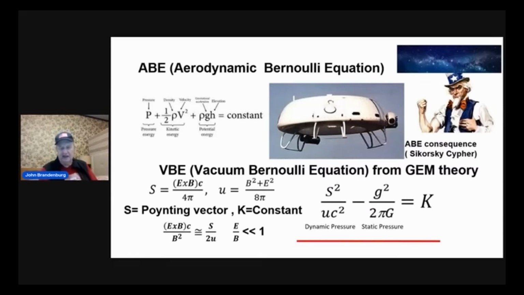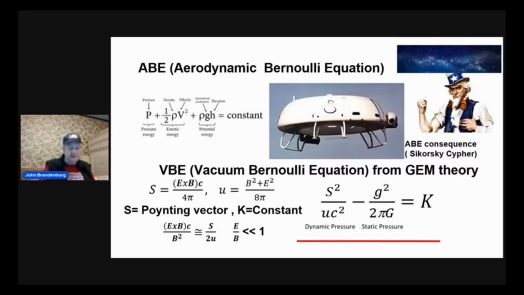The picture you're seeing is the Sikorsky Cypher. It was flying around in the 80s. It's obviously a flying saucer, or rather a flying donut or torus. And it was based on the aerodynamic Bernoulli equation by a very skillful use of that and use of modern materials. Now, we now have a vacuum Bernoulli equation, and it can give us flight even in vacuum on the surface of the moon.